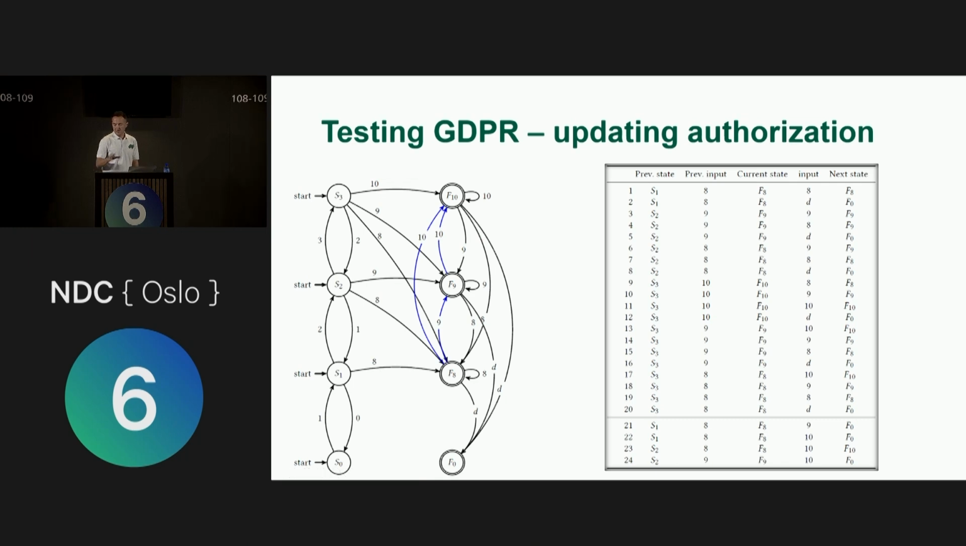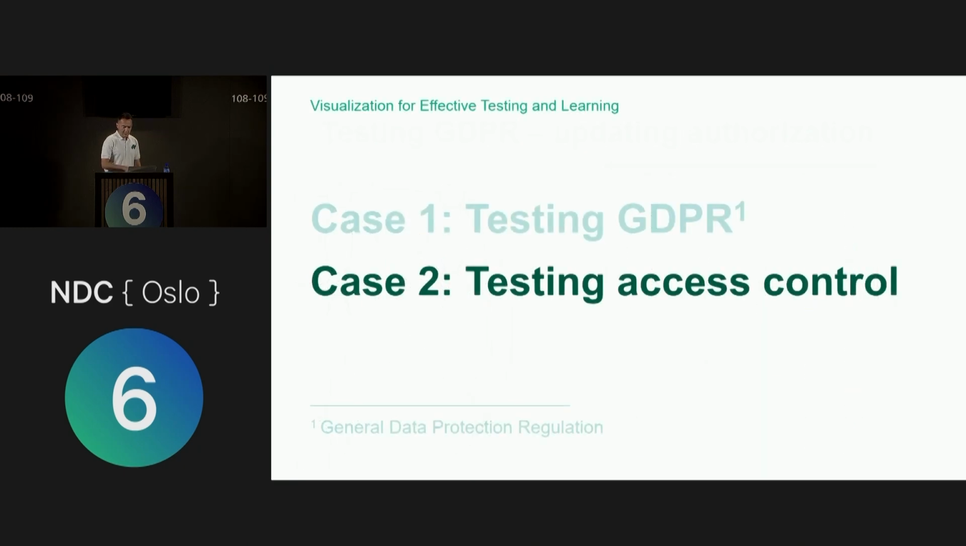For this picture, we need a pair of edges, not only one edge, but a pair of edges. And then we have 24 tests. So we have 24 tests. You can look into it offline. Yes, it was short about testing GDPR.